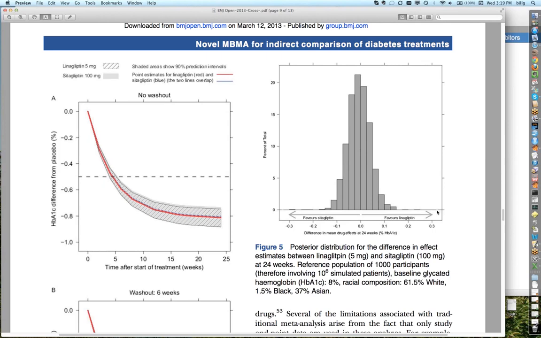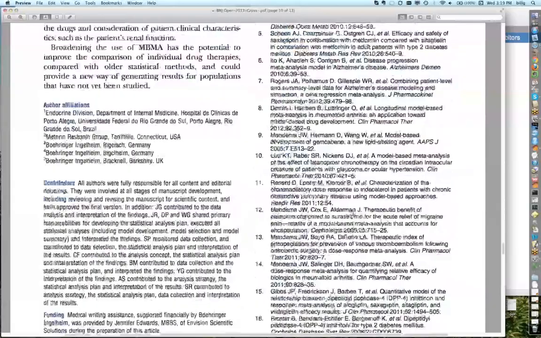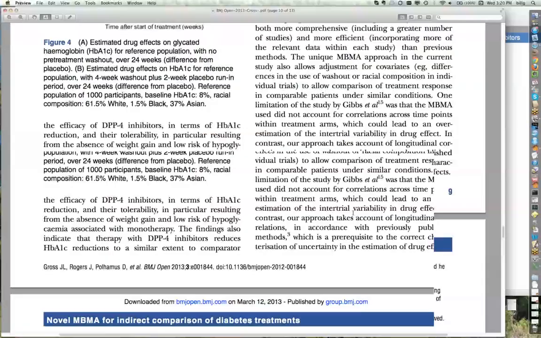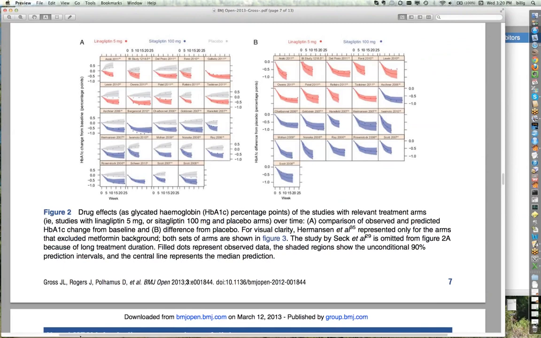So again, it's making the argument that given this body of evidence, there doesn't appear to be any substantive differences in the efficacy of the two compounds with respect to changing HbA1c. I think, yeah, that's probably about all the story I wanted to tell about this. Again, I'll take a breather, see if there are any questions.